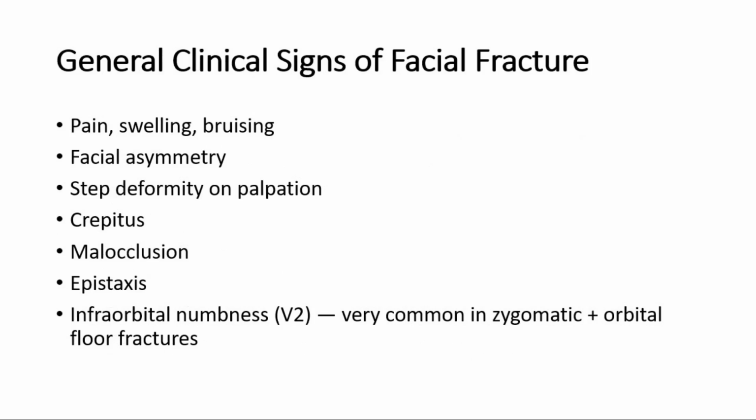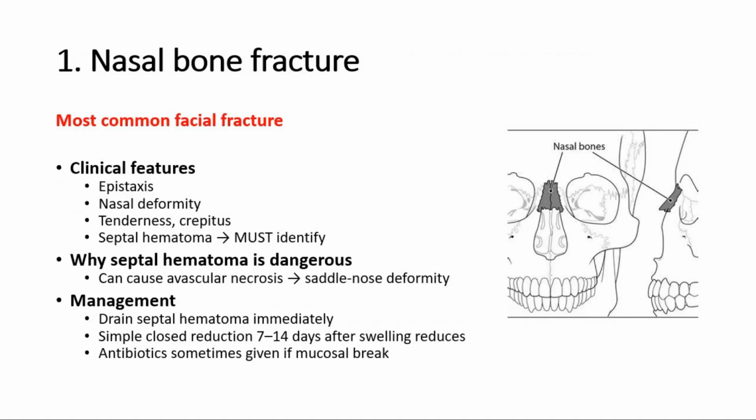The general clinical signs include pain, swelling, bruising, facial asymmetry, step deformity on palpation, crepitus, malocclusion, epistaxis, and infraorbital numbness, which is very common in zygomatic and orbital floor fractures. Nasal bone fracture is the most common facial fracture. Key features are epistaxis, tenderness and crepitus, visible deformity, and most important, septal hematoma.